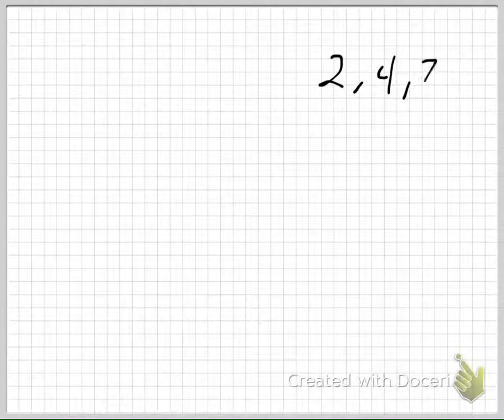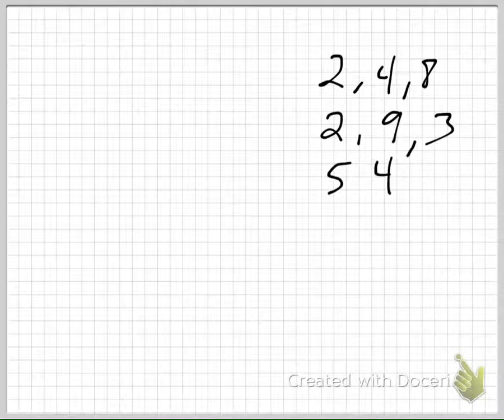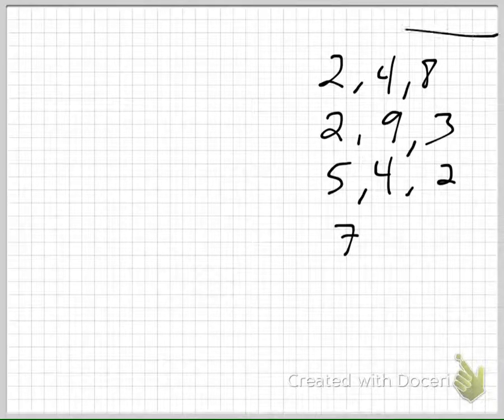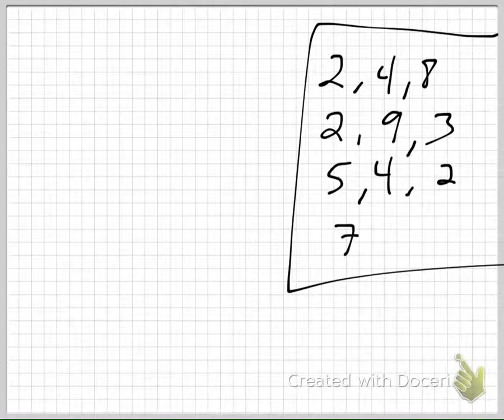I could have some colors. I could have a list of colors. Or I could have a list of the make of cars out there, like Toyotas and Chevys and Fords. Usually when we're talking about math, what are we talking about here? Numbers, right? So we're going to have a list or a group of numbers, a set of numbers. So I might have a set of numbers that looks like this: 2, 4, 8, 2, 9, 3, 5, 4, 2, and 7. Here's our set of data, okay?